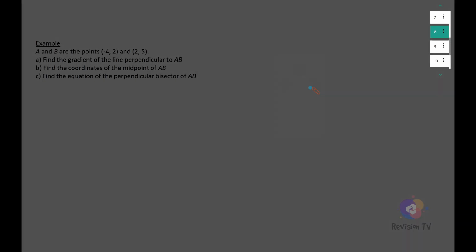Right, so A and B are the points (-4, 2) and (2, 5). Part A, again, introduces you nicely. In the exam, they won't give you part A and part B. It'll probably be part C for 5 or 6 marks straight away. Okay, find the gradient of line AB, and the gradient perpendicular to line AB. So, first of all, question A.